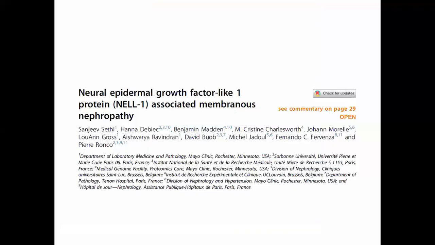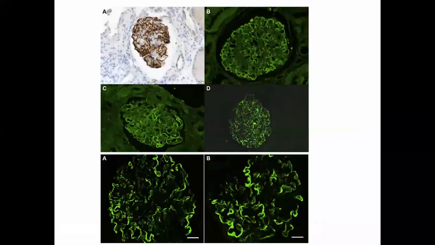And now this is the most recent marker which has come in. I'm not aware if there are any further markers which have come after this. Neural epidermal growth factor-like 1 protein, NELL1, associated membranous. So this is a better marker, I would say, than exostosin 1 and 2. Reason being, Dr. Sethi suggested that NELL1 is seen in around 15 to 16% cases of primary idiopathic membranous.